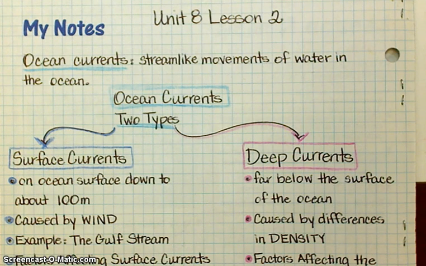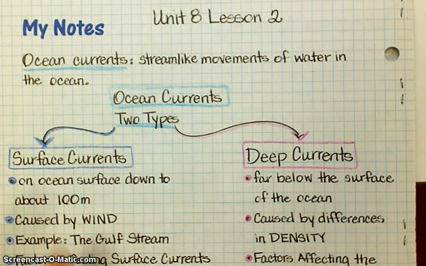Factors that affect surface currents. Continental deflections. Obviously, you can't have ocean water going where there's land, so it has to go around the continents. The Coriolis effect affects ocean currents. Remember, we're trying to go in a straight line from A to B, but because the Earth is rotating, it winds up looking like a curve. And then global winds are also affecting surface currents, because remember, we did say that surface currents are caused primarily by wind.